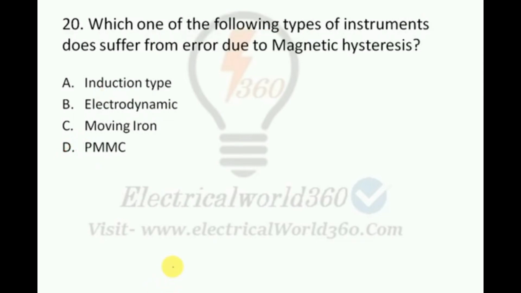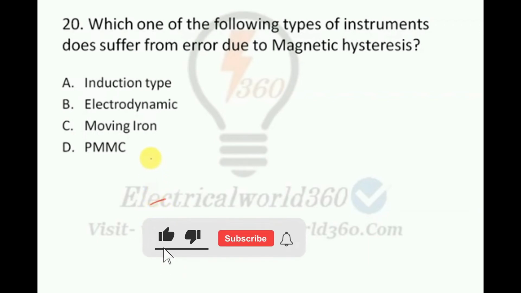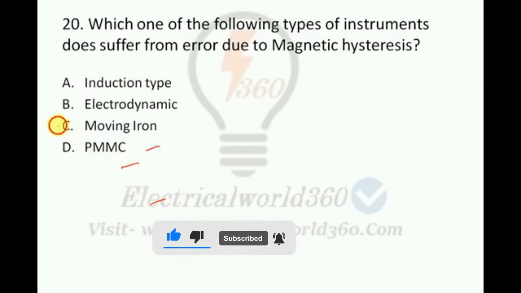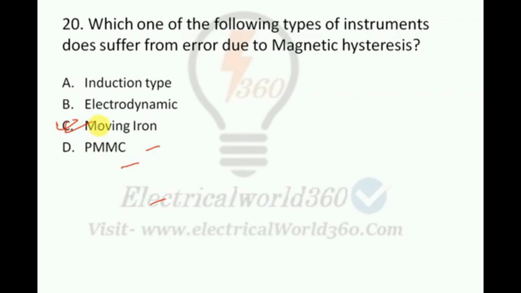Question number 20. Which of the following type of instruments does suffer from the error due to magnetic hysteresis? Induction type, electrodynamic type, moving iron type, PMMC type. So in this case option C is the right answer. Moving iron meter suffers from error due to magnetic hysteresis due to the moving iron part in the instrument.